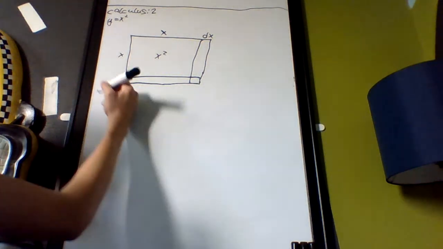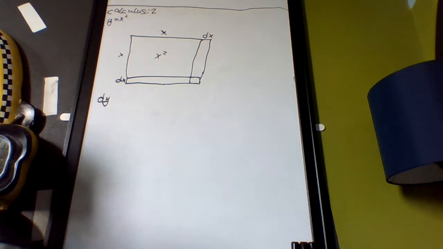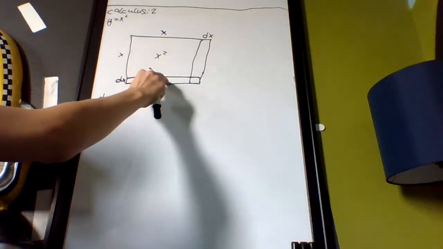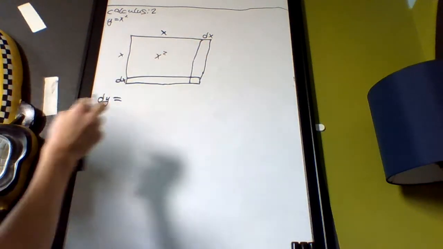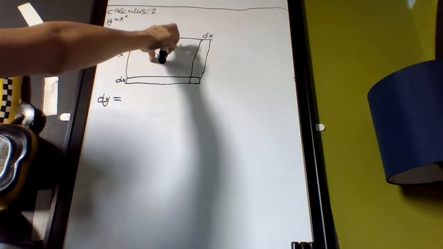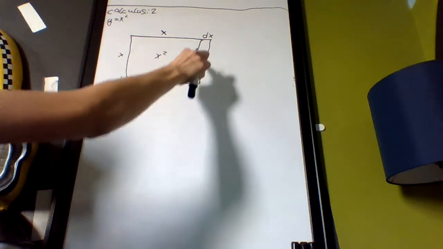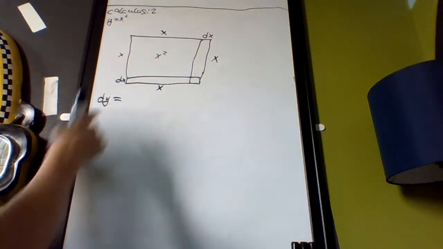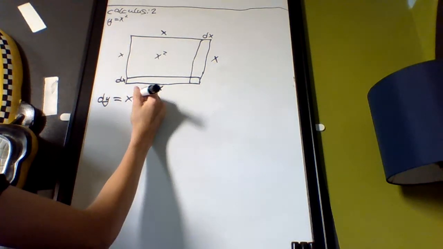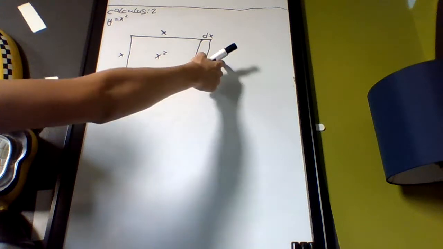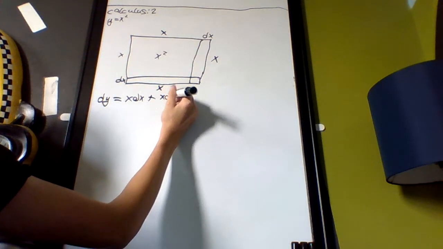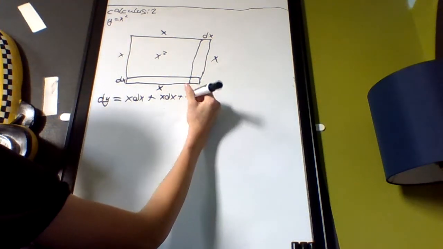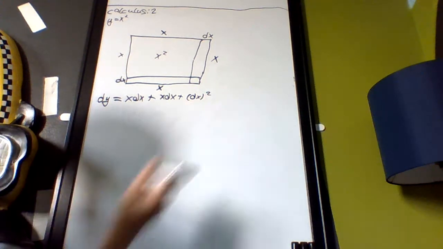So what's our tiny change in y going to be in this case? Well, it's going to be all the area that's added on, because y is x squared. This is the area, and we're looking at the change, which is going to be all of these little areas. This length right here is x, and this length right here is x. So I have x by dx, x dx. So I have another one that's x by dx, so it's x dx. And then adding on to that, a little square that's dx squared. Okay?